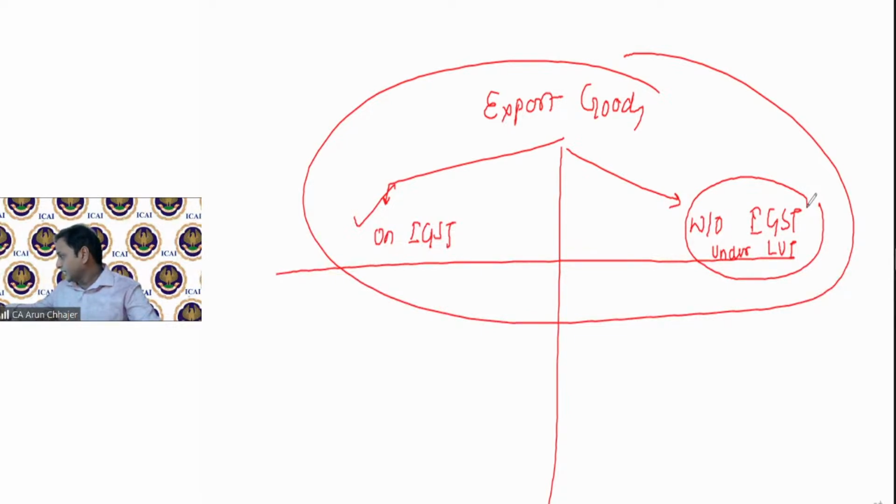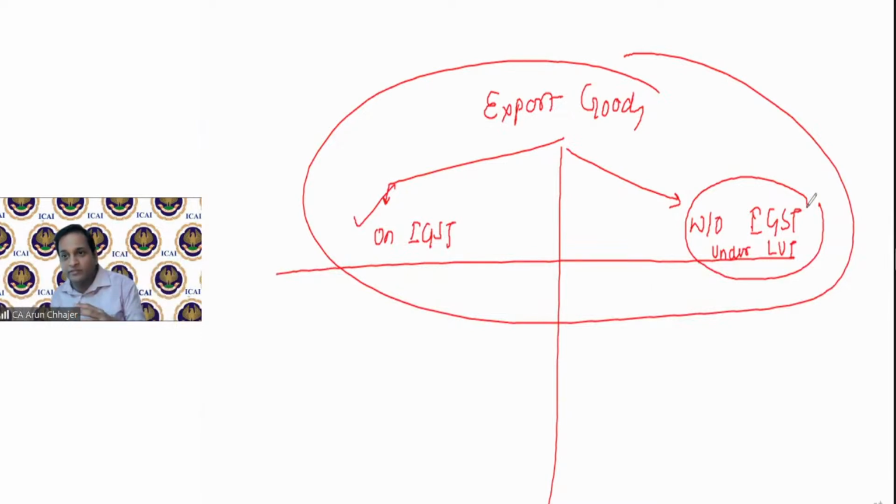Pooja, absolutely correct. Export of the goods is zero rated. There will be no apportionment of ITC. Full credit available. Absolutely correct. So why are there two routes? Suppose I'm your client and I'm asking whether I should export on IGST or LUT. Then why should I export on IGST?